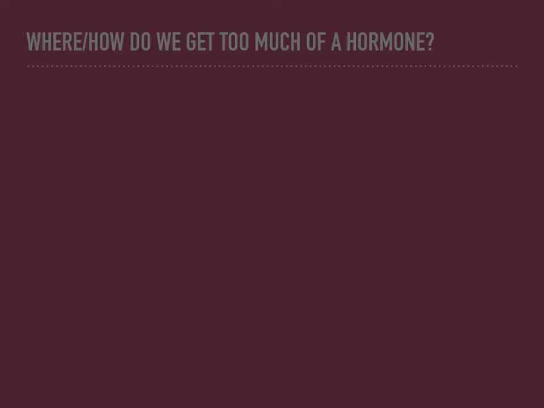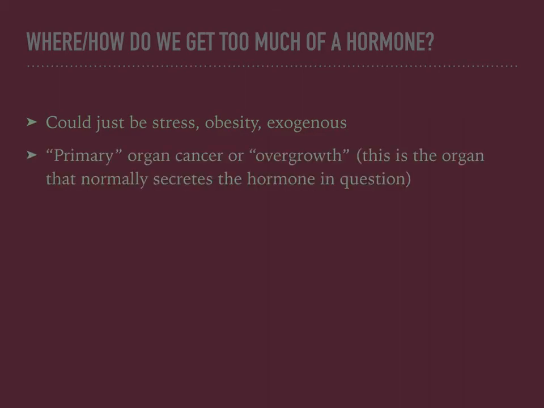So how do we get too much cortisol? Excess cortisol could just be stress, obesity, or exogenous administration. It could also be primary organ neoplasm. So when we talk about cortisol, the primary organ is the adrenal gland. There could also be a secondary cause, so that is that our pituitary is secreting too much ACTH, and that's because of something called a pituitary adenoma.